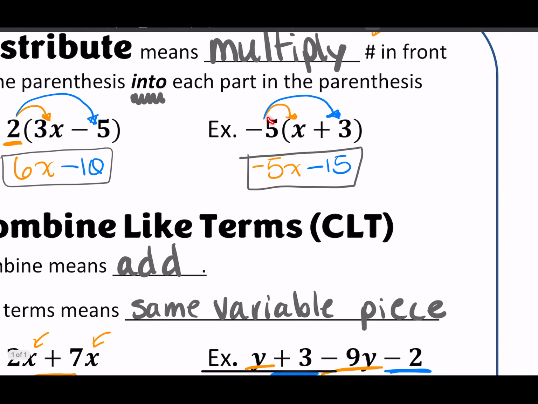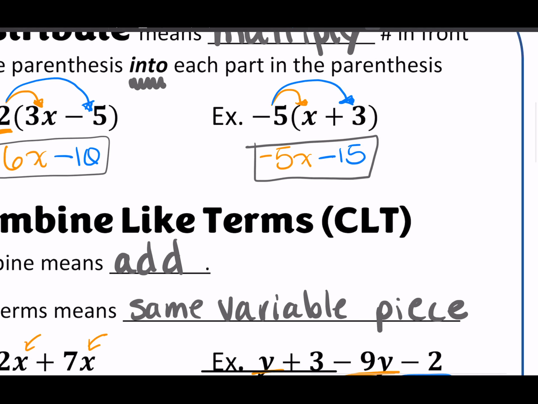Same with this one. So in this case, I have a -5 in front of my parentheses. So -5 times x gives me this -5x. -5 times a +3 gives us this -15. And that's my final answer. I cannot do more with that.